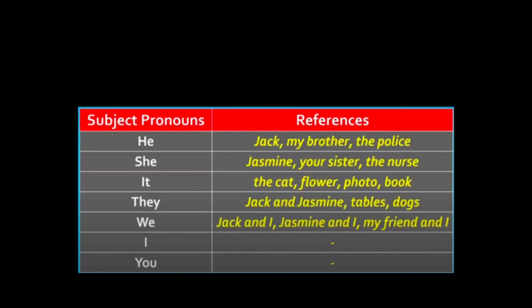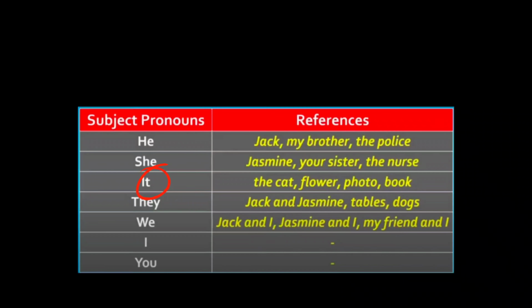Please look at the references. In most cases, people tend to use the references more than subject pronouns. Let's look at the first example. You can use Jack, my brother, the police to replace the subject pronoun he. Let's look at another example. The cat, flower, photo, book. It can be used to replace the subject pronoun it.